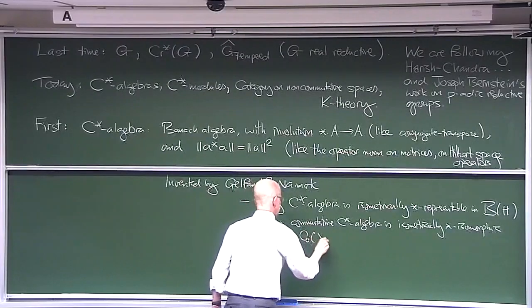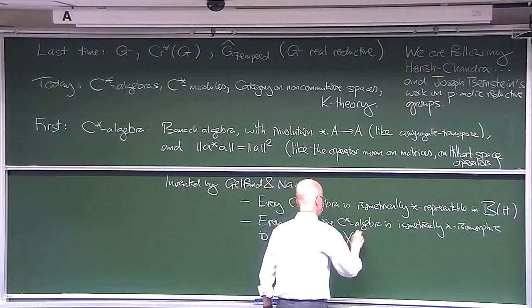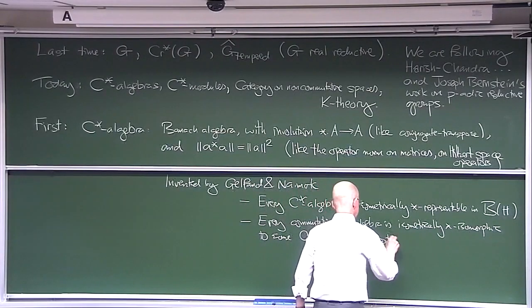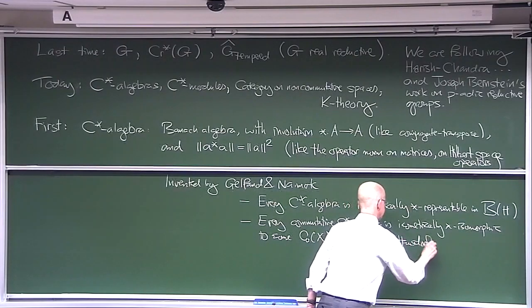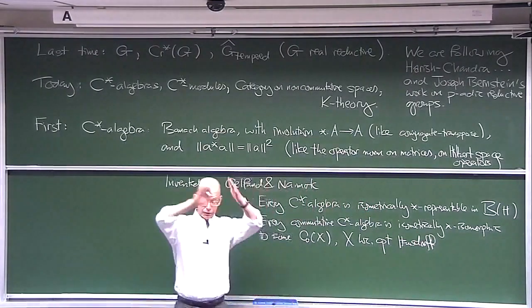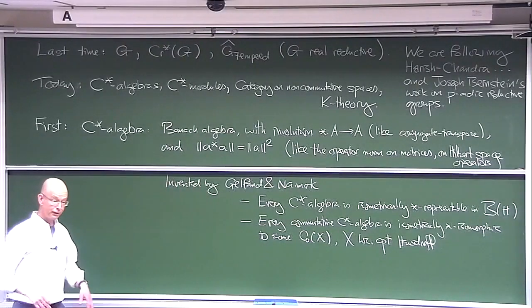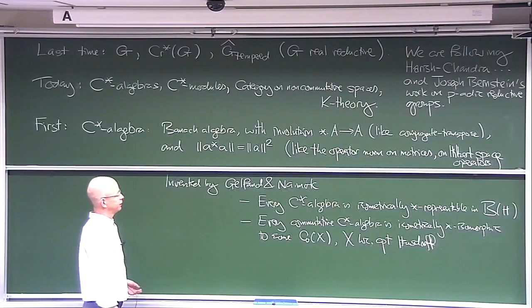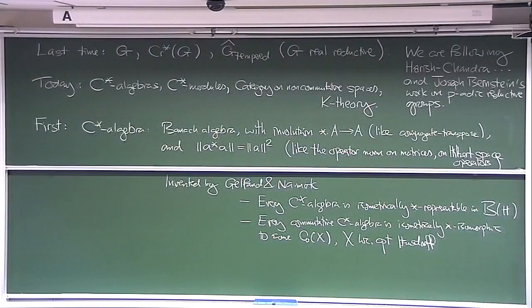To the examples that you can easily think of, if you have a locally compact Hausdorff space, I'll keep writing that down there, then the algebra of complex valued functions which decay at infinity, which means that for every epsilon there's a compact set so that on the complement the function is less than epsilon in size. This becomes a C-star algebra. The multiplication is just pointwise multiplication, and the star operation is just pointwise complex conjugation.